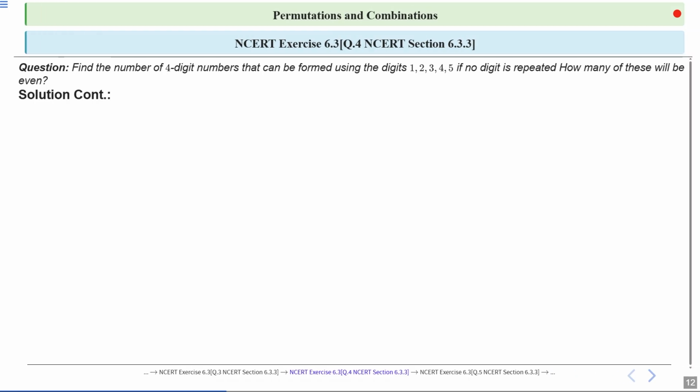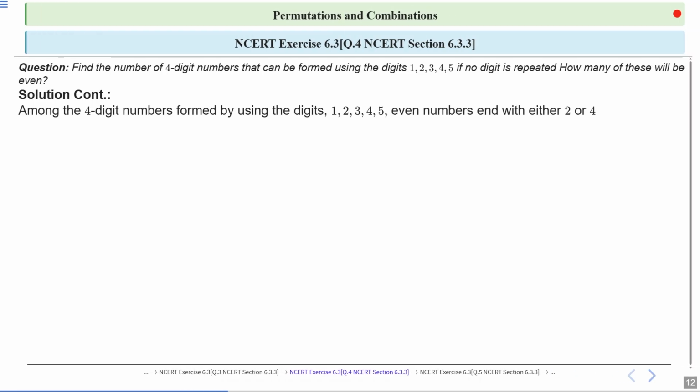So let's see, amongst the 4-digit numbers formed by using the digits 1, 2, 3, 4, 5, even numbers end with either 2 or 4. So for the unit digit, here we have 2 choices. The number of ways in which the unit place is filled is 2.